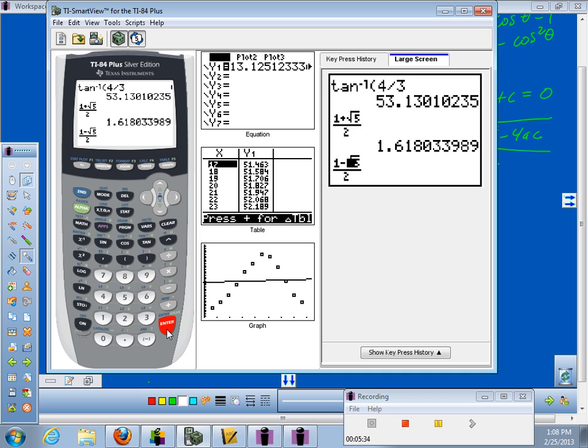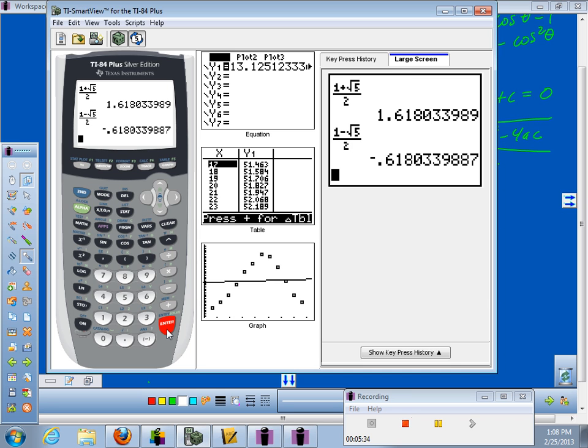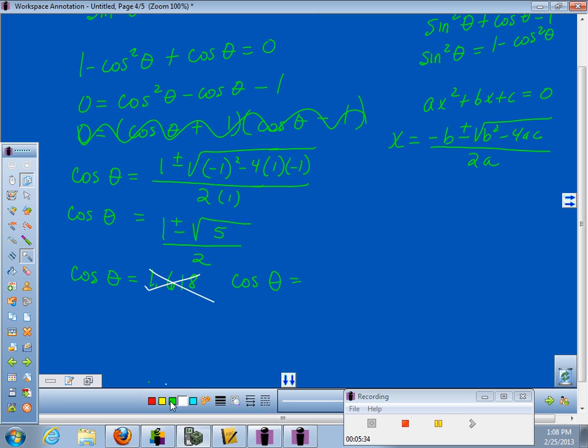It's a negative 0.618. That will work. That is a possible value. Cosine can equal a negative 0.6, etc. You've got to do the inverse of that. What quadrants will my answer be in? Cosine's negative in second and third.